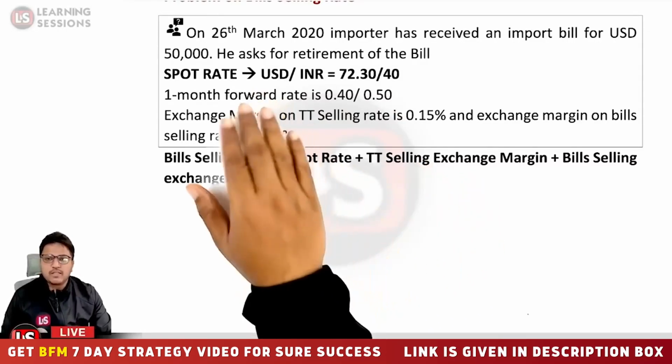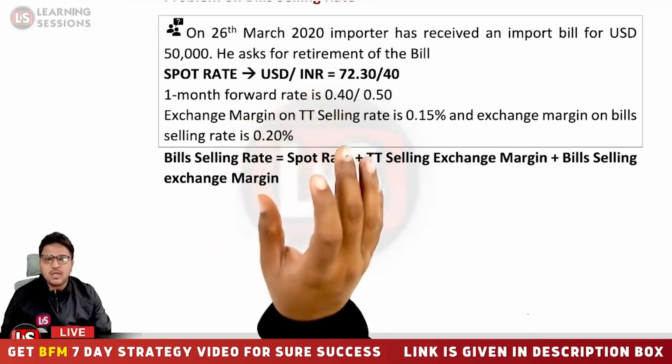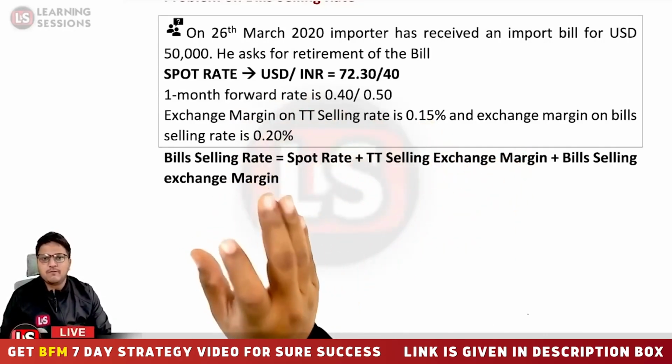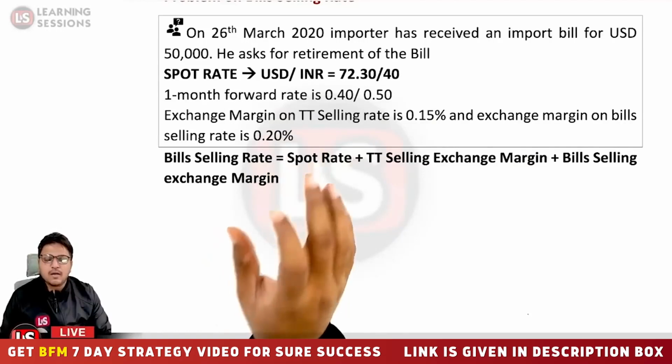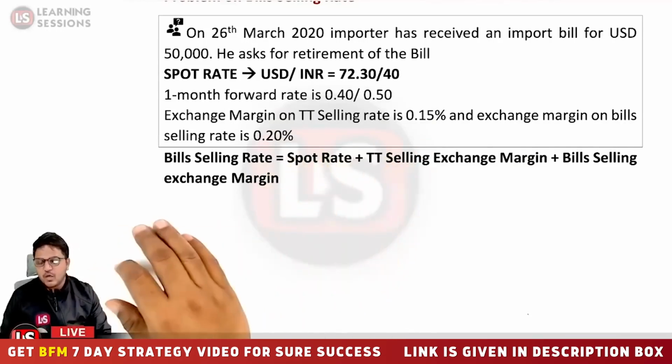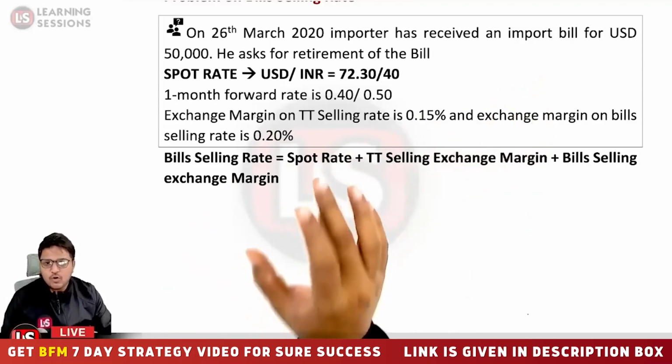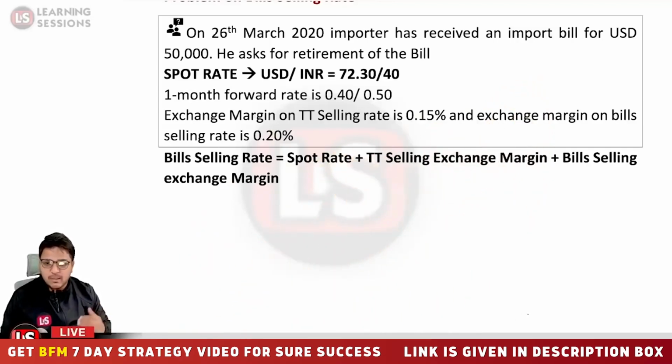Okay. So first of all, it says on 26 March 2020, the importer has received an import bill of USD 50,000. He asks for retirement of the bill. Now what is the retirement of a bill? It's not about what an import bill actually is. An import bill is basically a bill which was accepted by you, and further you need to pay off the amount.